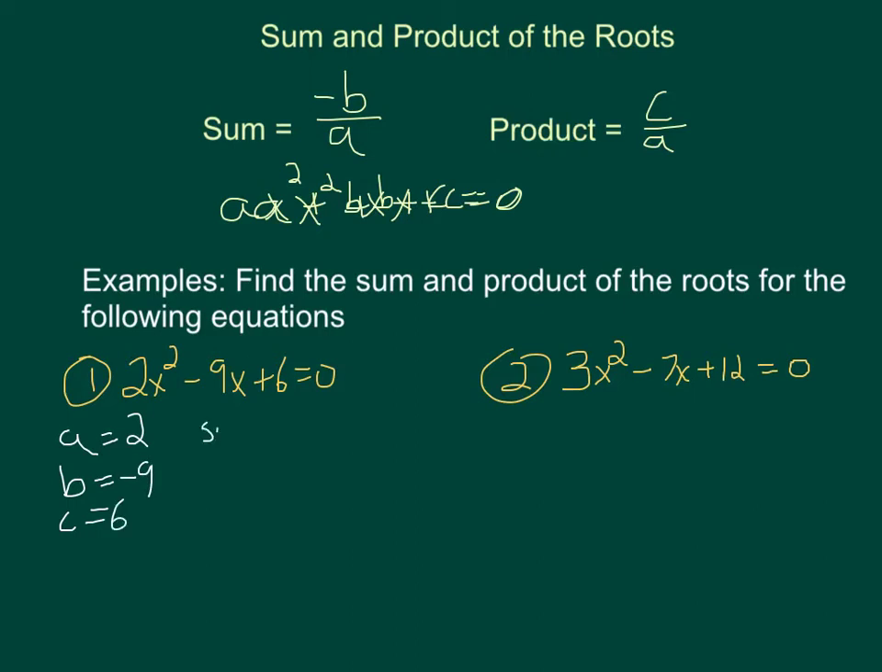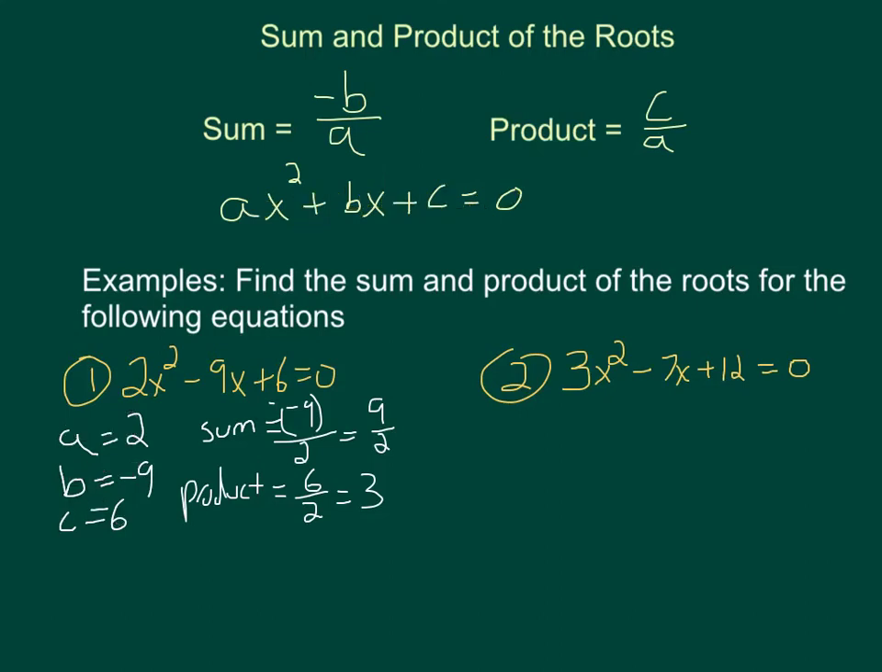Now to find the sum of the roots, we're going to use the equation negative b over a, or opposite b over a. So in this case we have a double negative with the 9 over 2. So we end up with 9 halves, or 9 over 2. For the product of the roots, we have c over a, or 6 over 2, which reduces down to 3. So the sum of the roots is 9 halves, and the product of the roots is 3 for the first example.